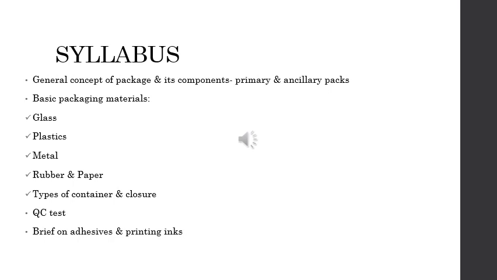So this topic is about packaging of pharmaceuticals. What we have in our syllabus is a general concept of package and its component, which includes the primary and the ancillary packs. Then some materials like glass, plastics, metals, rubber, and paper. Again, types of container and closures. QC test involved in the containers, and then a brief idea about adhesives and printing inks.